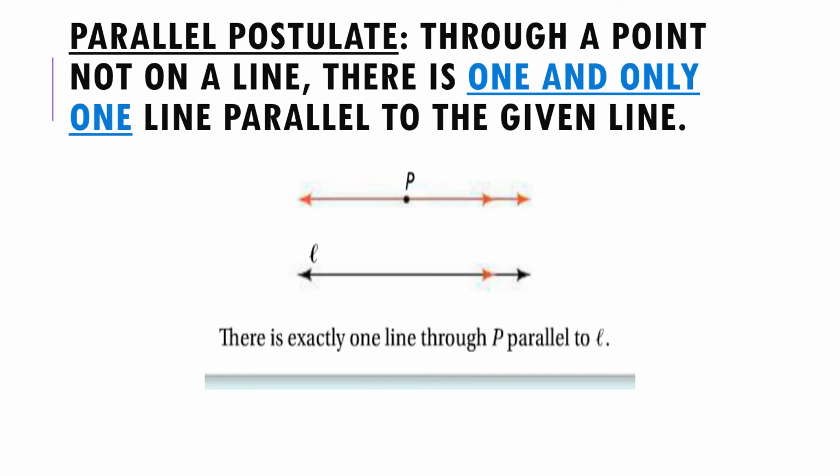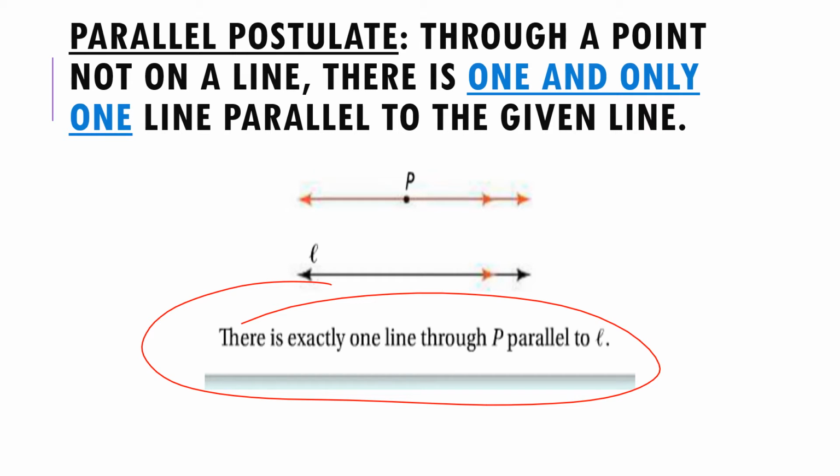So the parallel postulate, which is 3-2, says: through a point not on a line, there is one and only one line parallel to the given line. What you want to write down in your notes is the part that goes in the box: there is exactly one line through P that is parallel to L.